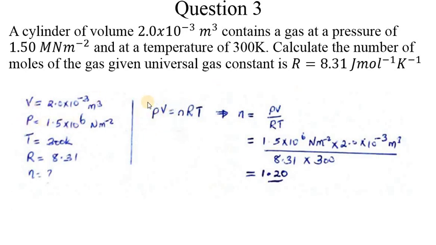So that simply means we are going to use PV is equal to nRT, where n is the number of moles. Do we have P? Yes. Do we have V? Yes. Do we have R? Yes. Do we have T? 300 Kelvin. So when that is the case, just make n the subject. So n is basically PV over RT. Just substitute values: 1.5 times 10 raised to the power 6 times 2.0 times 10 raised to the power negative 3 over 8.31 times 300, and this gives us 1.20 moles.